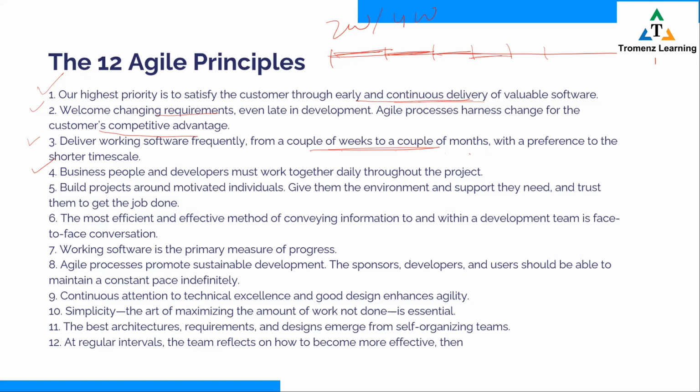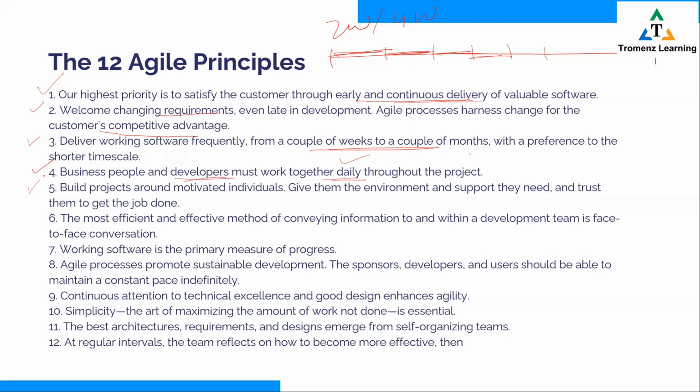Now the fourth one: business people and the developers must work together daily throughout the project. Unlike your predictive model, where the team is building the product based on documents, never seen the customer, never spoke to the customer, here, no way. The team building the product should be talking to the people in the business or the customer, to understand their expectations, all throughout, maybe on a daily basis as required. They should be able to reach out to the people from business. This has the advantage of ensuring no mismatch in expectations, which is much seen in a predictive kind of life cycle.